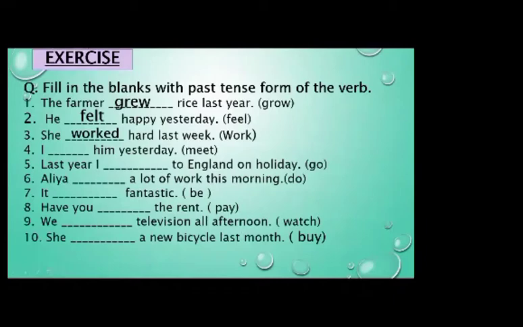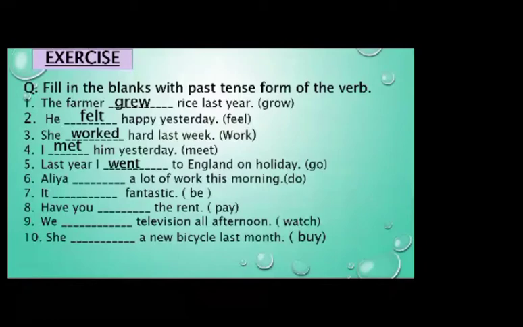I dash him yesterday. The verb is meet. Let's see who gives me the second form of meet. Ishal, Aisha, yes. Ariba, good. Met. I met him yesterday. Last year, I dash to England on holiday. I went to England on holiday. Go will change to went. Ishal, Ariba, Vanya, very good beta.